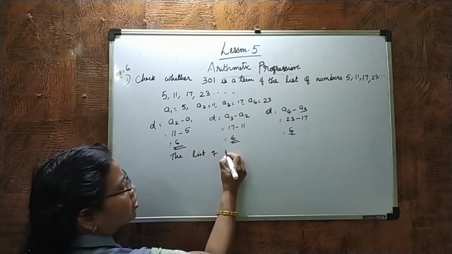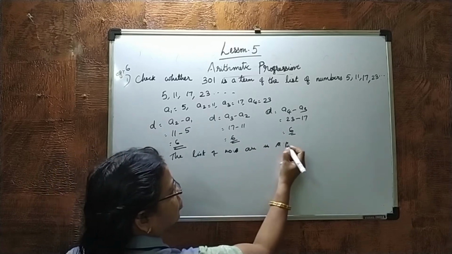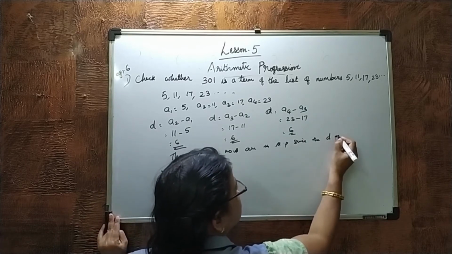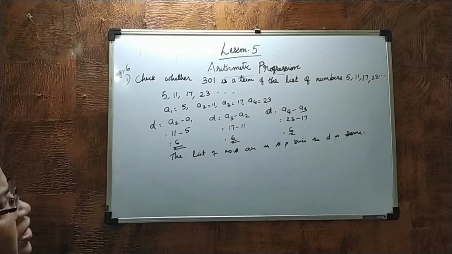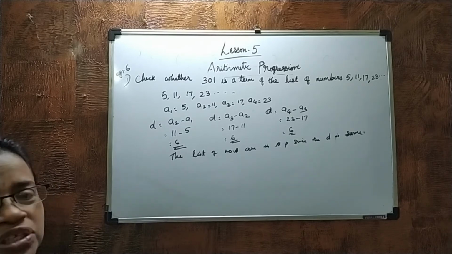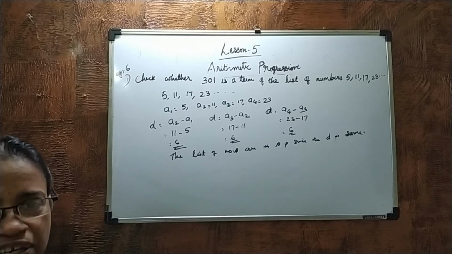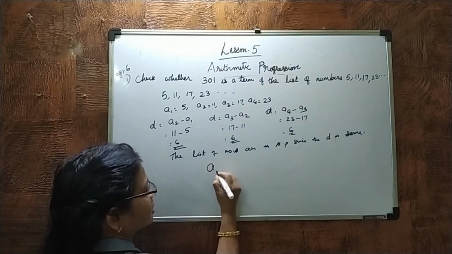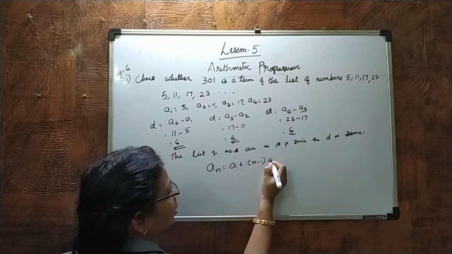The list of numbers is in AP since D is constant. Okay. Then what is the next thing? You have to find out whether 301 is a term of the list of numbers. Nth term means what? How will you find out the nth term? An is equal to A plus N minus 1 into D. Right. So let me just write this formula first. An is equal to A plus N minus 1 into D.